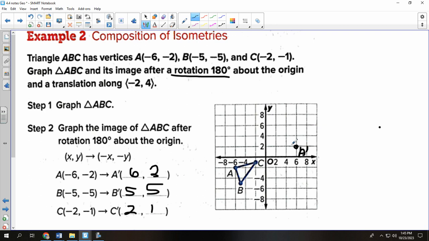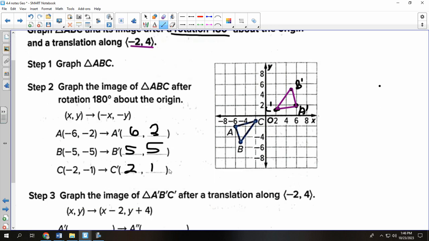5, 5 is right here. It's our B prime. And 2, 1 is our C prime. All right, let's triangle it out. All right, so now we are going to translate it -2, so 2 units left and 4 units up.